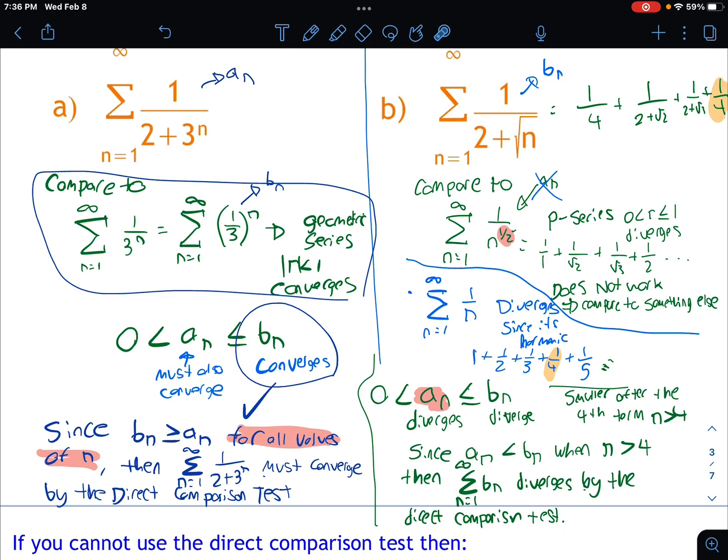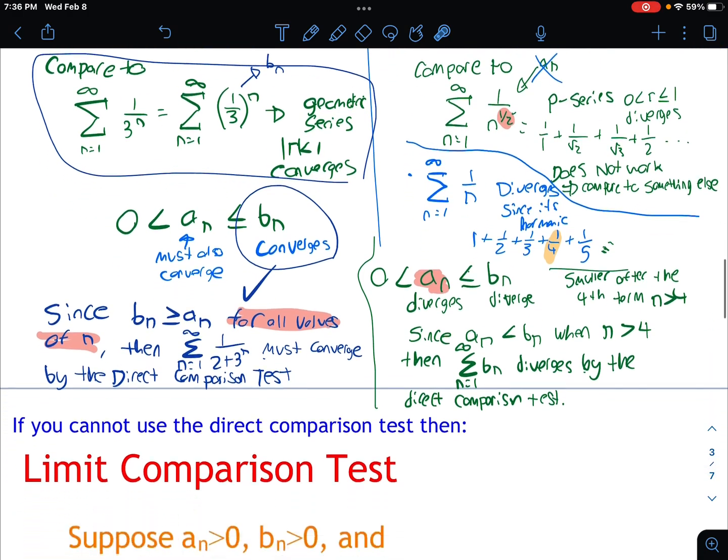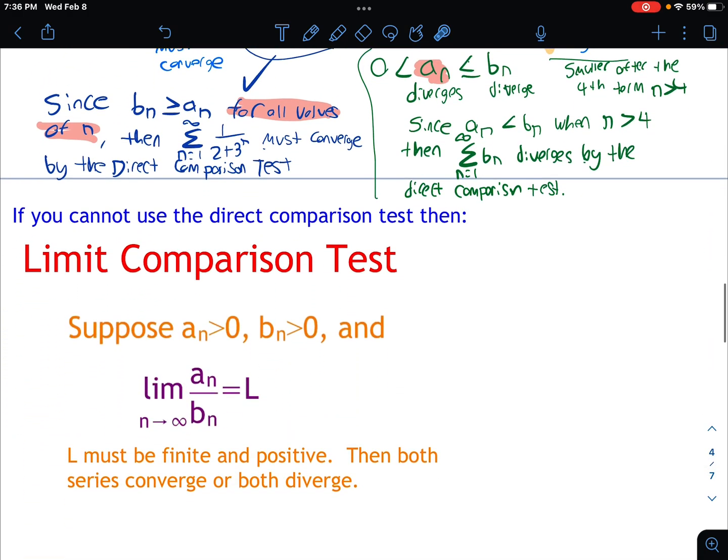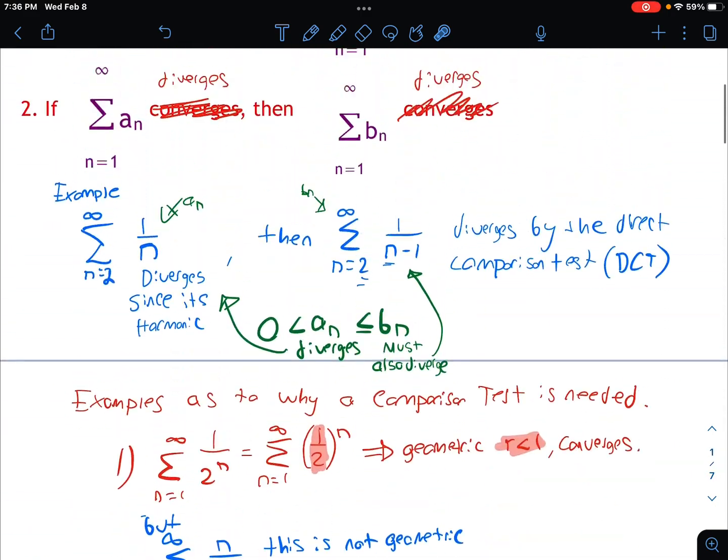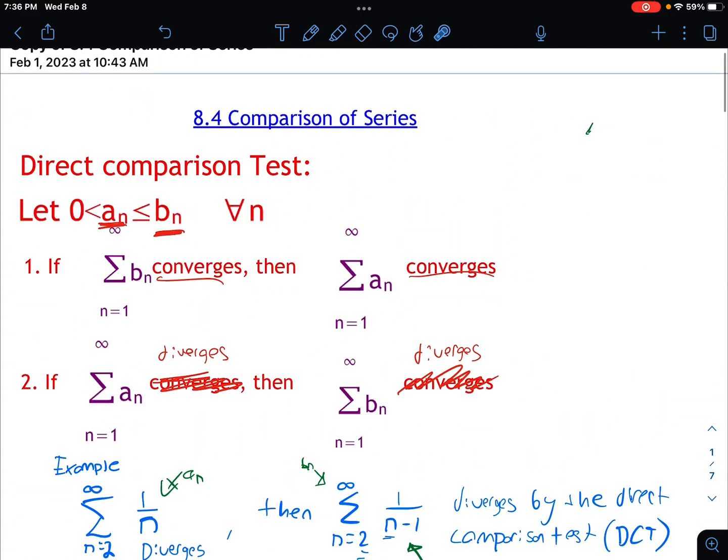All right. Now we're going to go on to a test that's called the limit comparison test. If you find that you cannot use the direct comparison test, why can we not use it sometimes? Well, you have to find a value that fits this, and sometimes you're not going to be able to run into it.